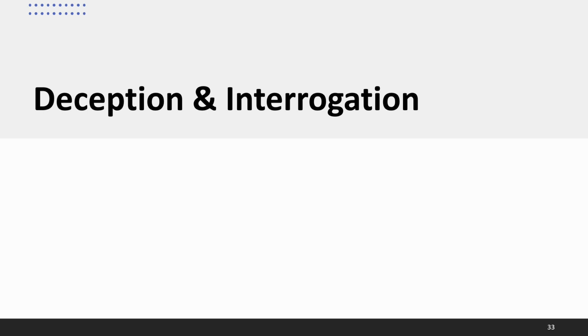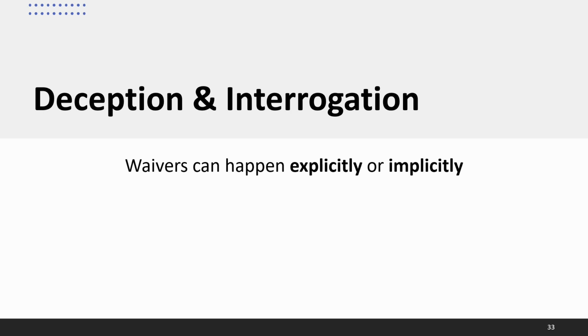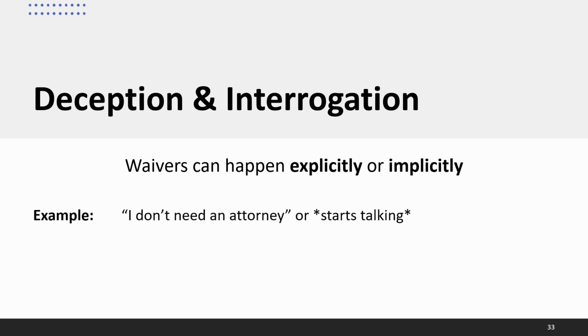First of which is that you can waive your Miranda rights explicitly or implicitly. You can tell the police, for example, that I don't need an attorney when they ask you if you'd like an attorney or not. And you can explicitly tell them, like, I don't need my Miranda rights to an attorney. I will waive that. You can explicitly tell them that. Or you can implicitly waive them as well.